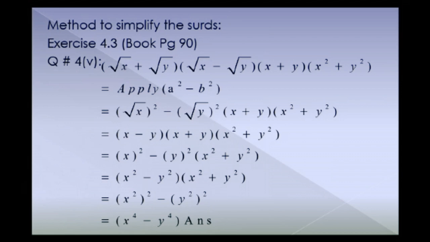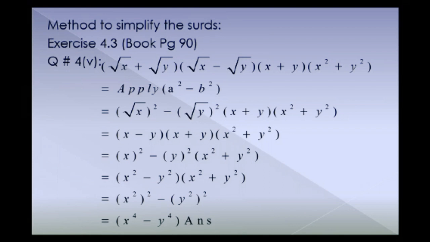Now again we can apply the same identity. This is the second time we are applying. x minus y and x plus y, they are going to multiply. Same terms with different symbols. So applying a square minus b square: x whole square minus y whole square, and x square plus y square comes as it is. Open the squares, x square minus y square will come. Again x square plus y square will come down.